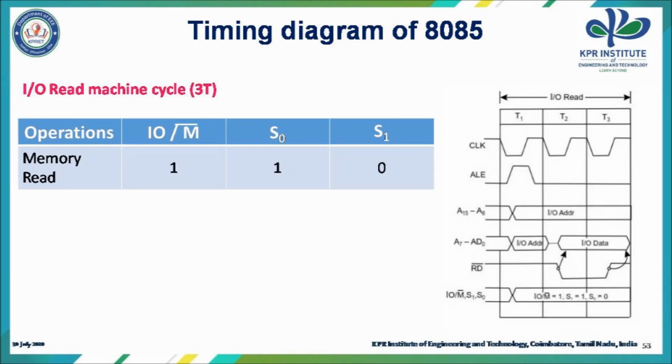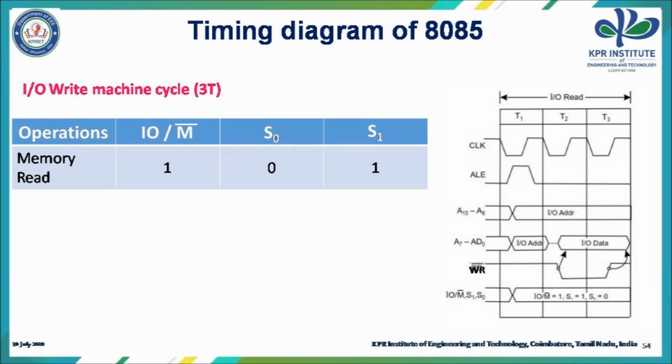Now coming to the IO read machine cycle of 8085 processor. Until now we have been seeing memory related operations. Now this is an IO related operation, so IO/M bar is equal to 1 here. The operations performed by ALE, A8 to A15, AD0 to AD7 are as usual like memory operation. And here it is a read machine cycle, so we are using the read bar pin, which is made low during T2 and T3, and for read operation, as we know, S1 S0 will be equal to 1 0.